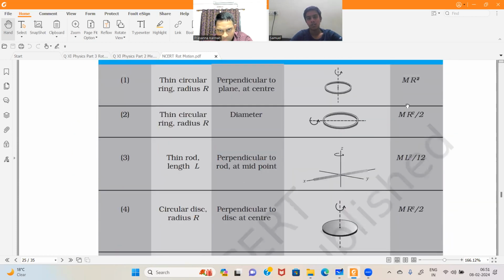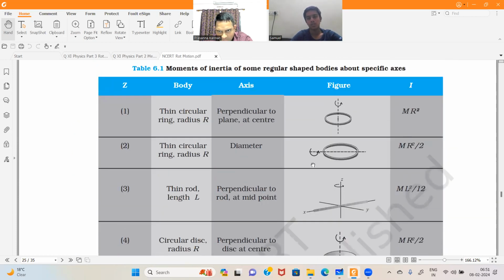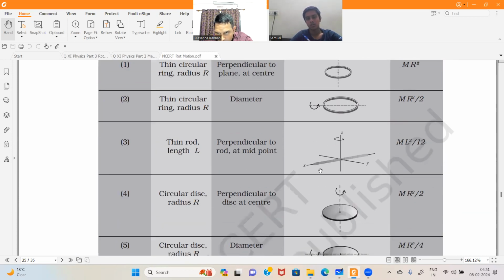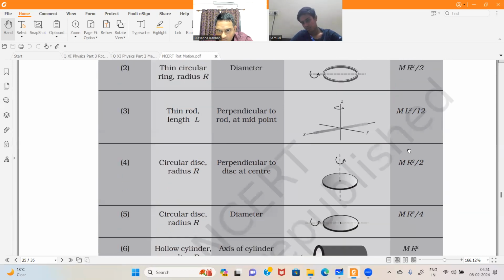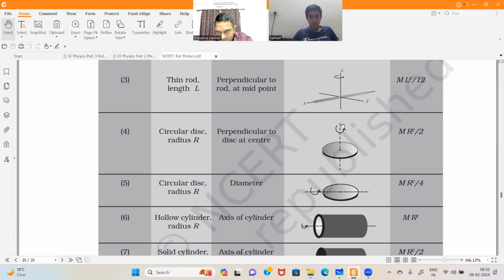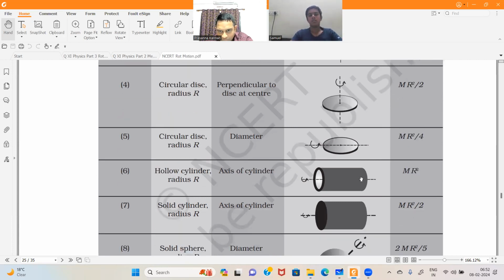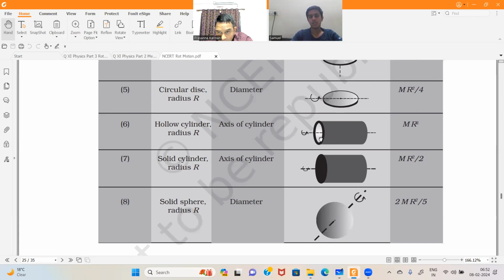So your kinetic energy, I told you it's what? Half I omega square, correct? Okay, this is what I was talking about. For a ring, it's mr square. For a ring, if it's going through the diameter, it's mr square by 2. For a rod, it is ml square by 12. The other case is not presented here, but I have given you. So here, if the disk is passing through the center of mass, mr square by 2. If it's on the plane, it is mr square by 4. For a hoop or a hollow cylinder, mr square. And for a solid cylinder, it is going to be mr square by 2.